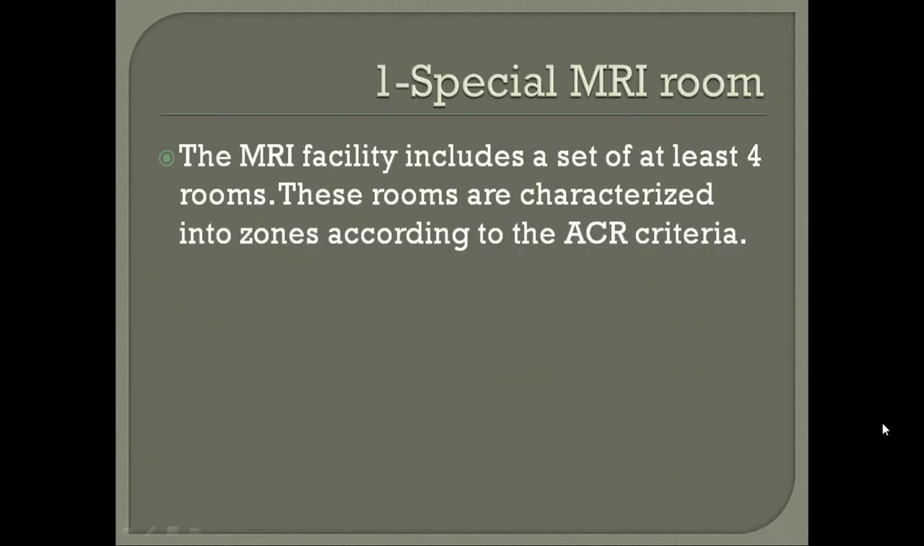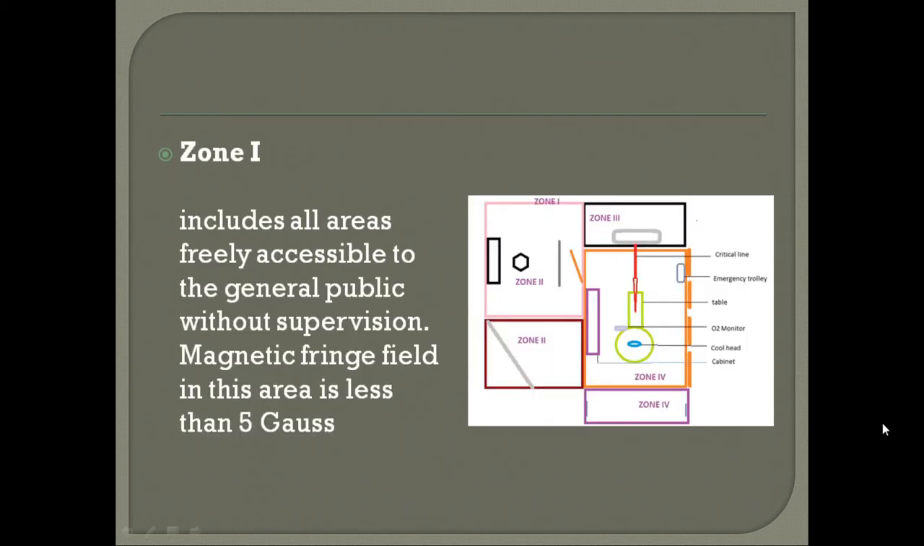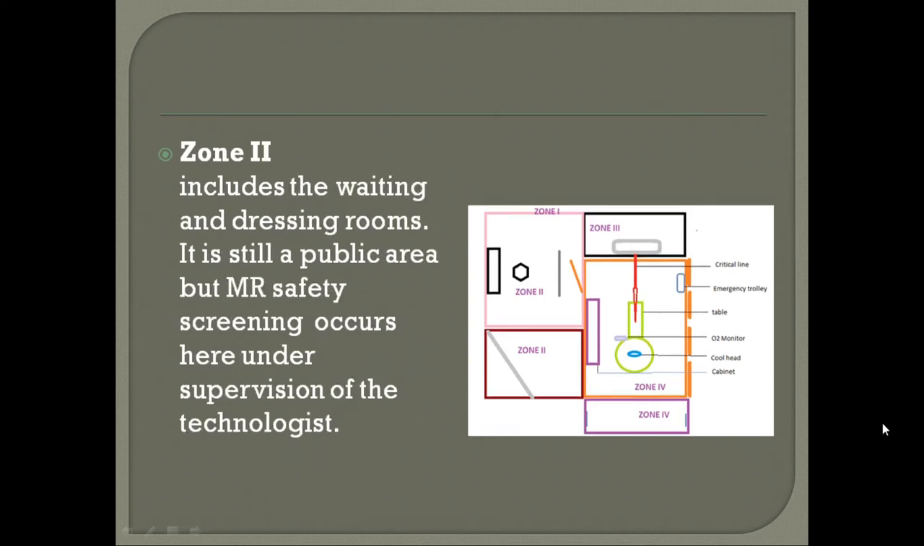Now the MR facility basically includes a set of at least four rooms. These rooms are categorized into zones according to the ACR criteria. Zone 1 includes all the areas which are freely accessible to the general public without any supervision. Magnetic fringe field in this area is less than 5 Gauss. Zone 2 includes the waiting and the dressing rooms. It is still a public area, but MR safety screening occurs here under supervision of the technologist.